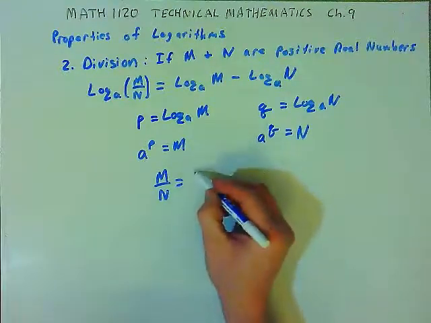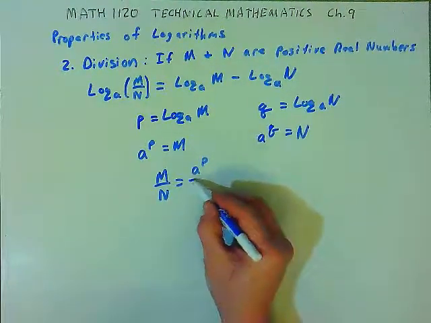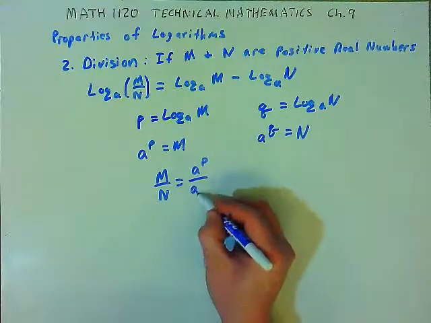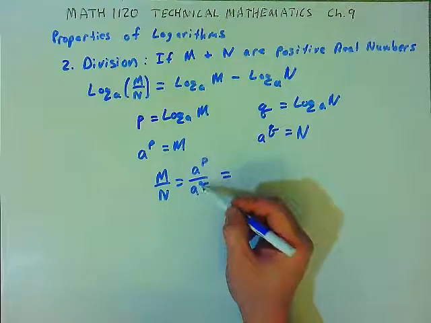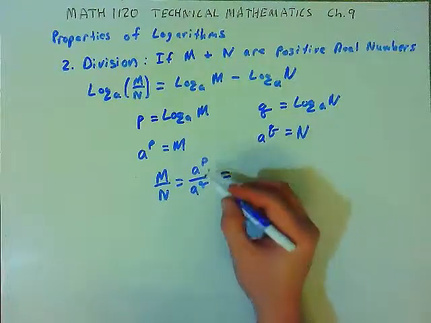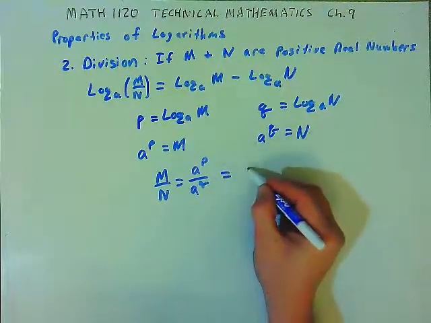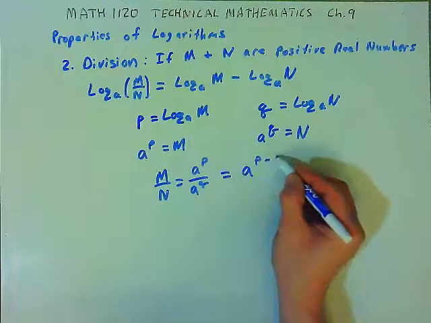And so m is a to the p power, n is a to the q power, and when we divide exponents, or powers, we subtract the exponents. So this is the same thing as a to the p minus q.